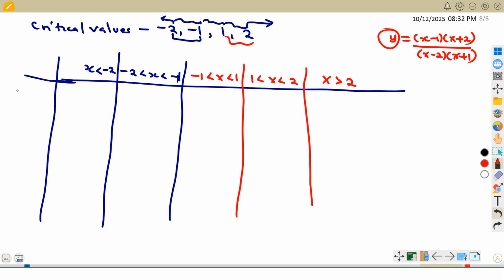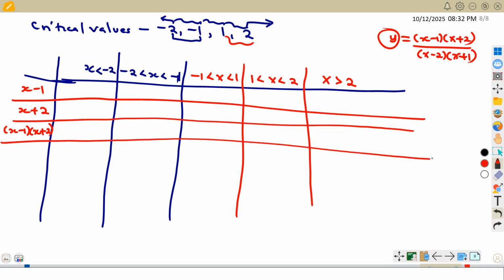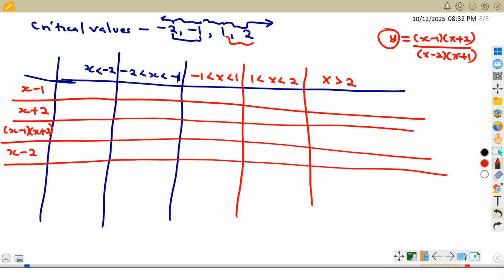So the components are, we have x minus 1, so we shall have it there as x minus 1. The next one is x plus 2. I'm beginning with the numerator. After getting these two, I can now get x minus 1 into x plus 2. It means I've got the expression in the numerator. And now I look at the expression in the denominator. It is beginning with x minus 2, so I first deal with that.